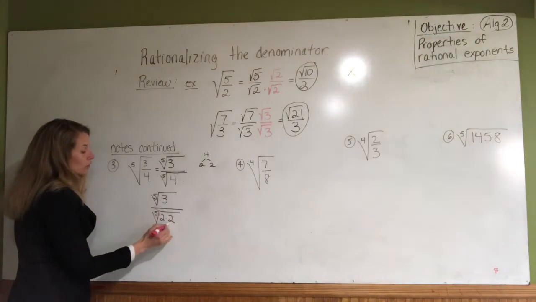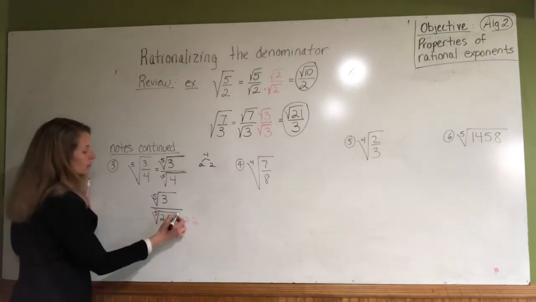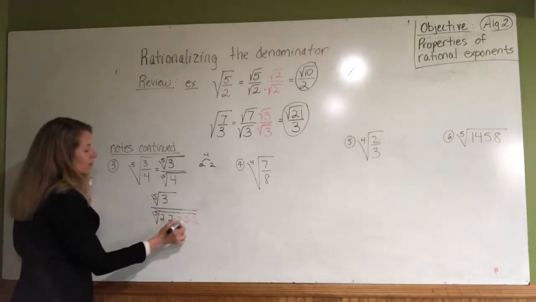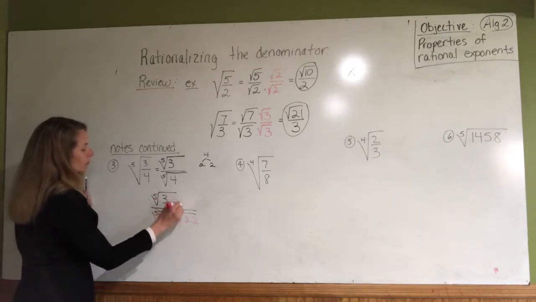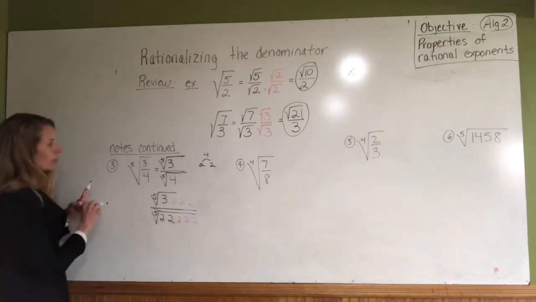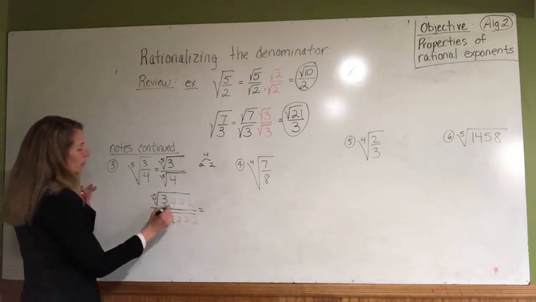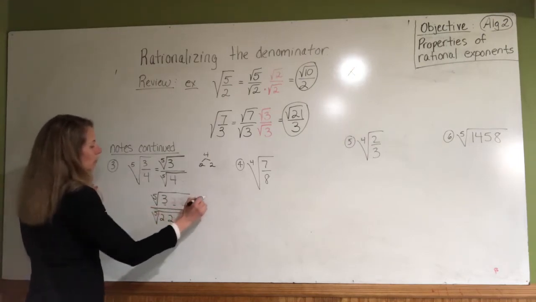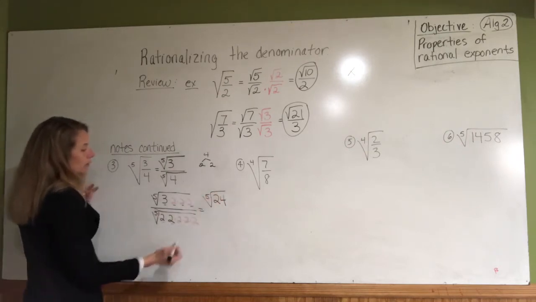So if I already have 2 2's, I would need 1, 2, 3 more 2's. And whatever we do to the bottom, we also have to do to the top. So I'm going to put 3 2's on the top as well. So my marker's kind of dying there. So now on the top, we have 3 times 2 times 2 times 2, which works out to be 24.